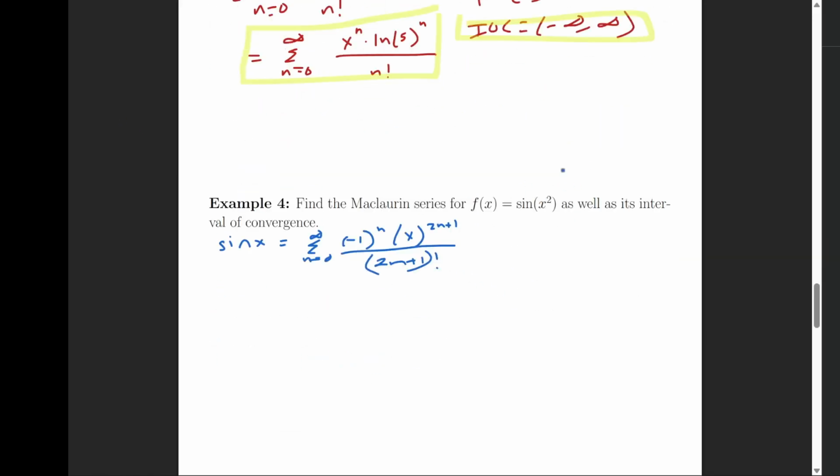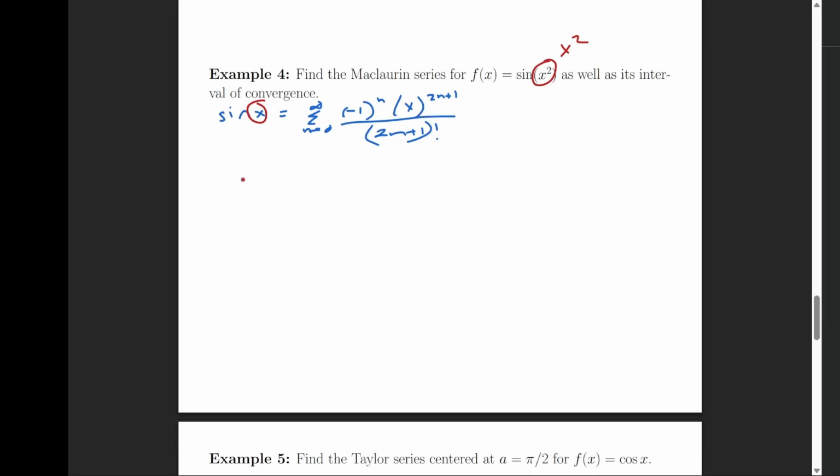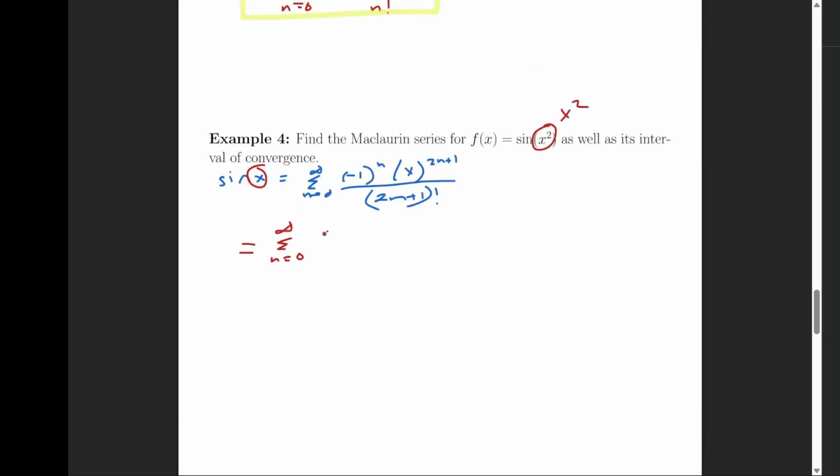Because it's already in the sine form, all we have to do is replace it with this. Our new x is x squared, so that's all we have to plug in. That's easy enough. You should do it on your own so you really have it down. Plug it in, so that's going to be x squared to the 2n plus 1 over 2n plus 1 factorial.